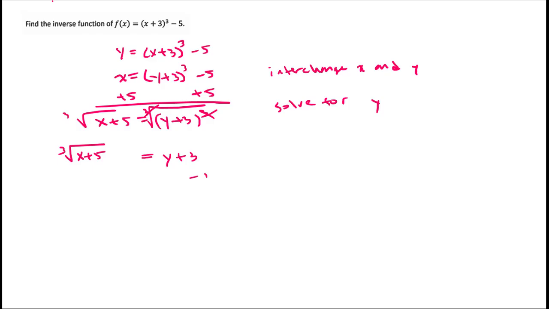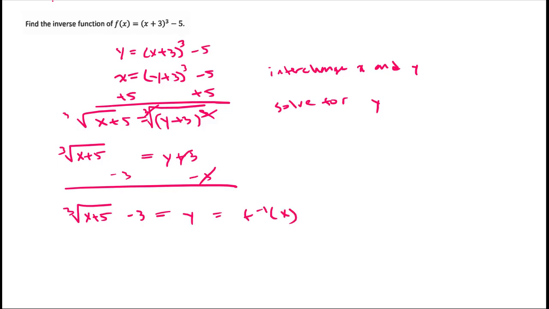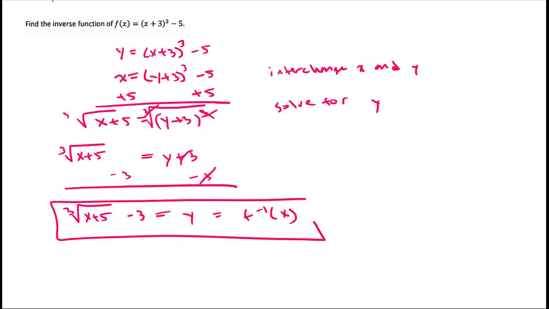Okay, then we subtract 3 on both sides, so that cancels. So we get the cubic root of x plus 5 minus 3 equals y. And that's going to be our inverse. Okay, and then that's our answer right there.